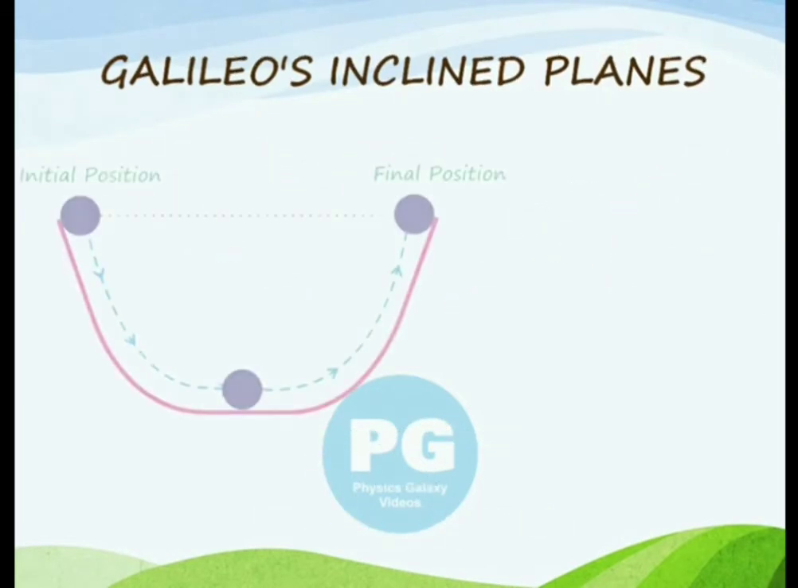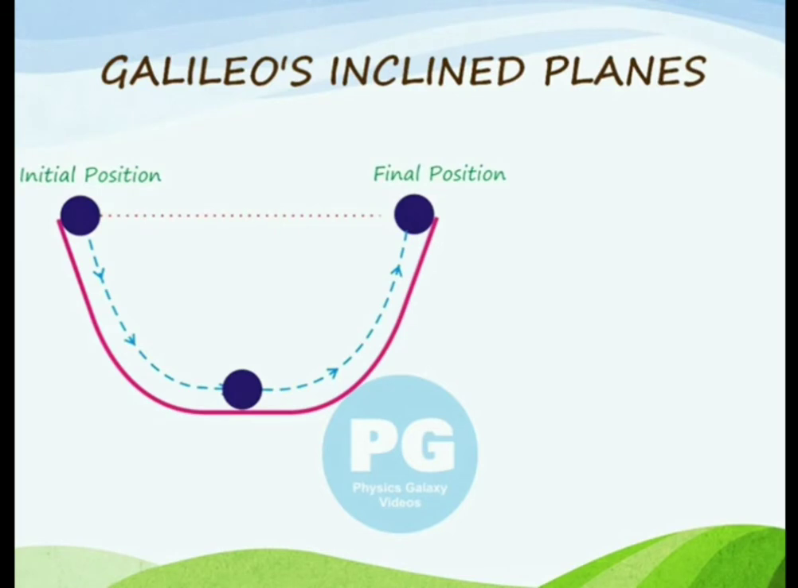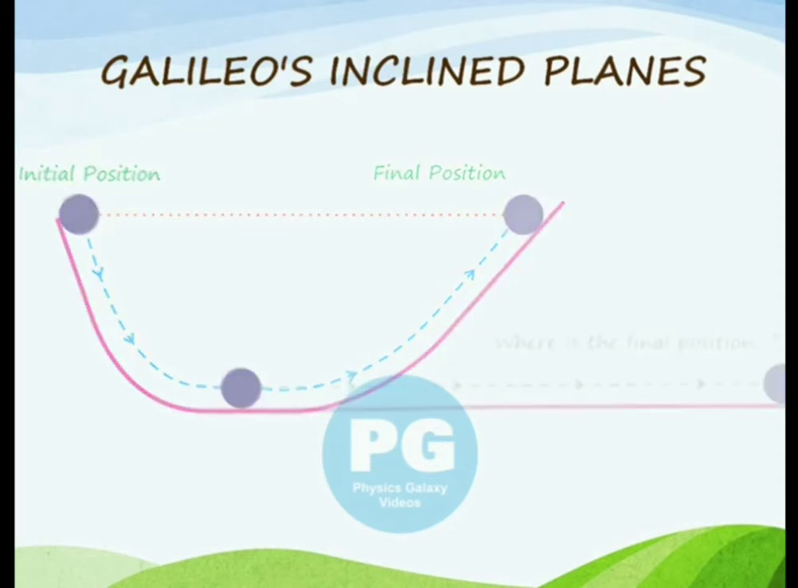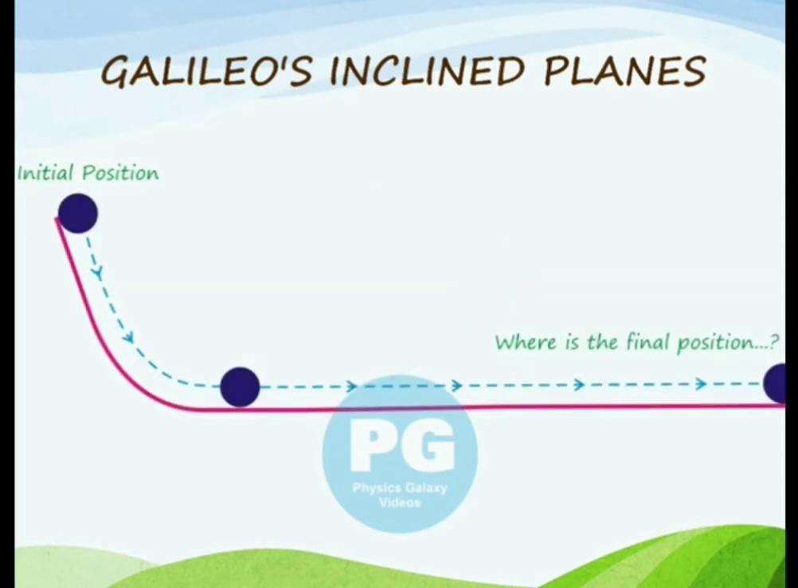This is what we have just seen from Galileo's inclined plane experiment. If the initial position and final position are as shown in the diagram, and we decrease the slope, the initial and final positions are at the same height from the horizontal level. And if there is no slope on the right side, where is the final position?